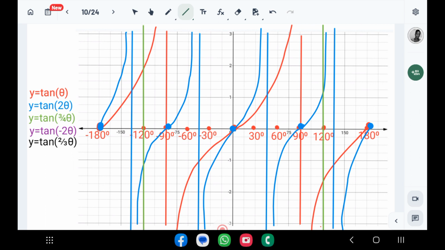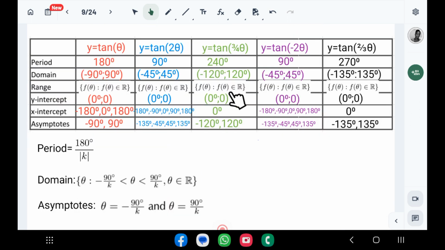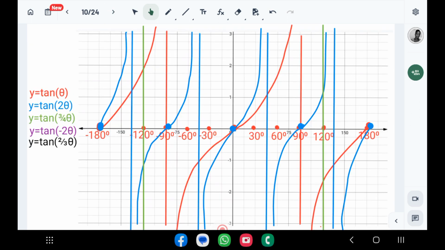Okay, that's negative 120. That's where the other asymptote lands. Notice that to the right and to the left, you will need to add a period of 240 degrees because that's what the period is. And obviously, the next asymptote to the right will be outside of the range for this one. And on the left-hand side, same scenario.